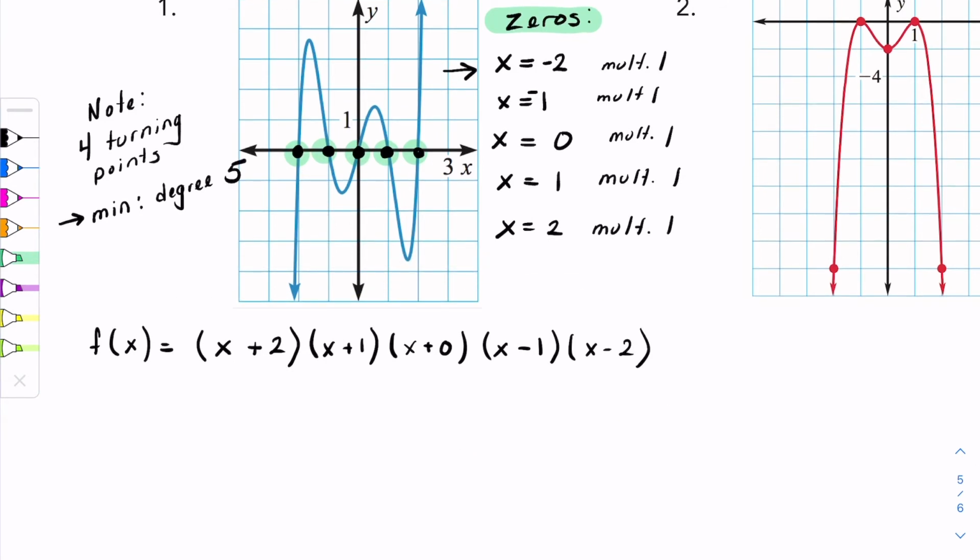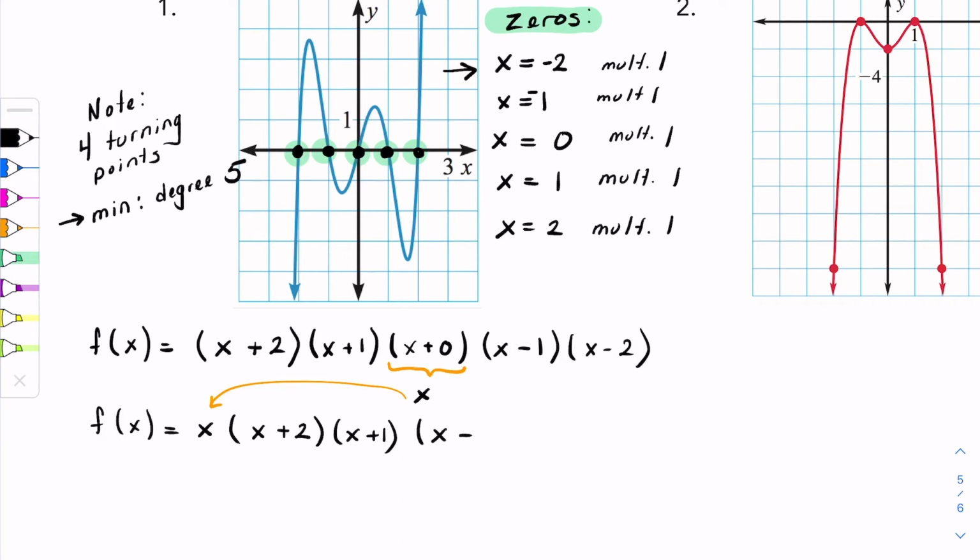All right, we need to clean this part up. We would never write x plus 0 as a factor. That's just x. And typically we write x in front of the function. So I'm going to rewrite this function as f of x is equal to x multiplied by x plus 2 times x plus 1. We already moved this x, so we don't need to write that factor again. X minus 1 times x minus 2.